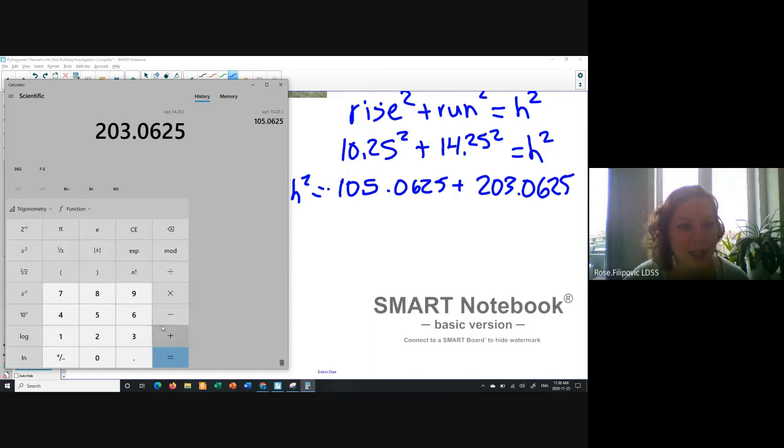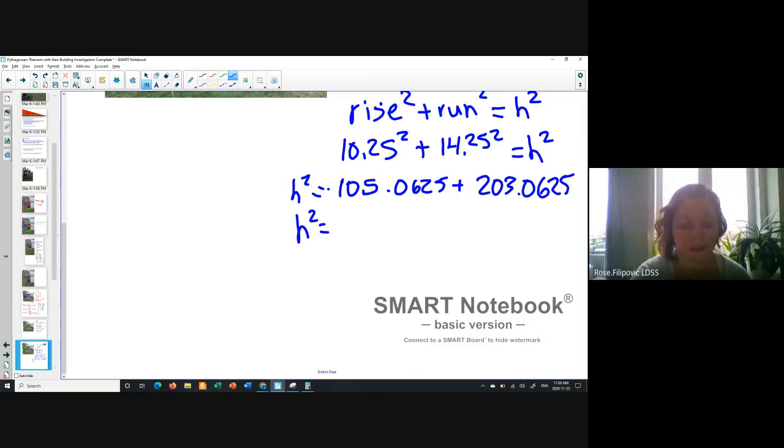So I take those two numbers and I add them together. So I have 105.0625, and I'm adding it to the 203.0625, which gives 308.125. Okay, so that gives me this number. So how do I then change it from a squared to find out what just h is? Because right now I have h squared.